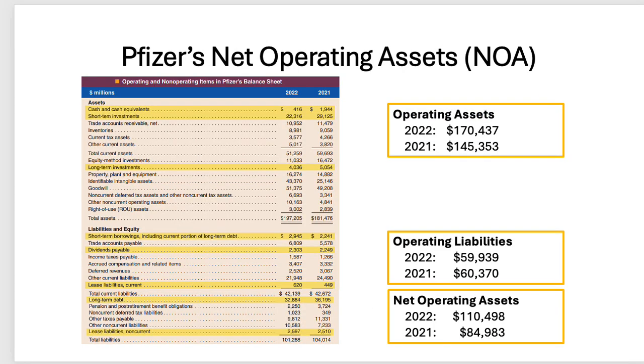Some examples then from Pfizer's abbreviated balance sheet here. You can see there are some items that have been highlighted and others that have not. Some of these items are clearly operating assets and liabilities, and others are not at all operational, but rather derived from financing activities or investing activities.